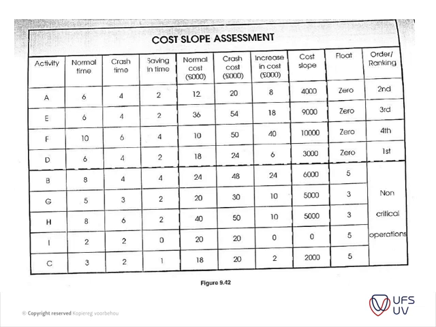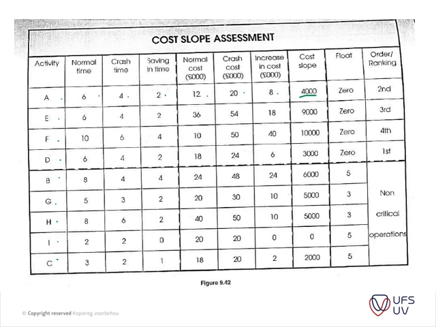Now you've established what the critical path is, and now you need to rank your items in order according to your cost slope. So now you put your items in a table like this, and you have your normal time listed here, your crash time, your saving in time, and then you've got your normal costs, your crash cost, increase in cost, and then your cost slope here, and then you rank your items from there downward.